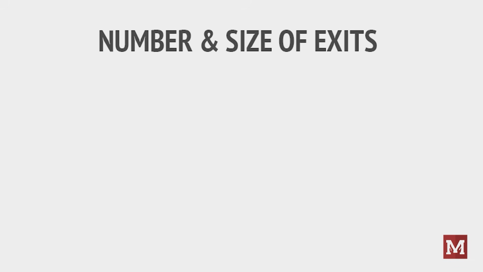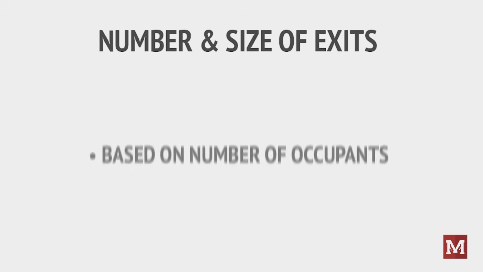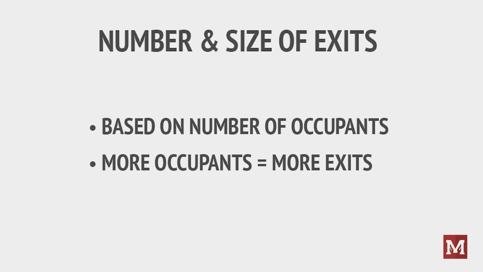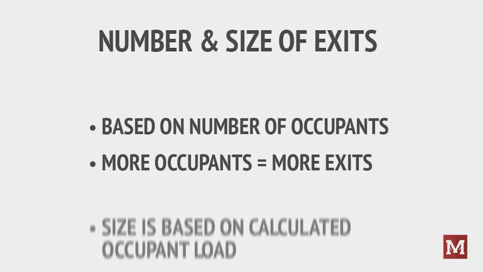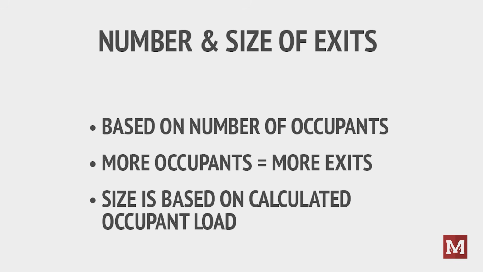So, how do we determine the number of exits and the size of exits? The number of exits is primarily based on the number of occupants. More occupants means more exits. The specific size of exits required is based on the calculated occupant load from a previous video. There must be enough capacity in the exits to serve the occupant load. We use an exit capacity factor to translate the number of occupants into a required exit size.